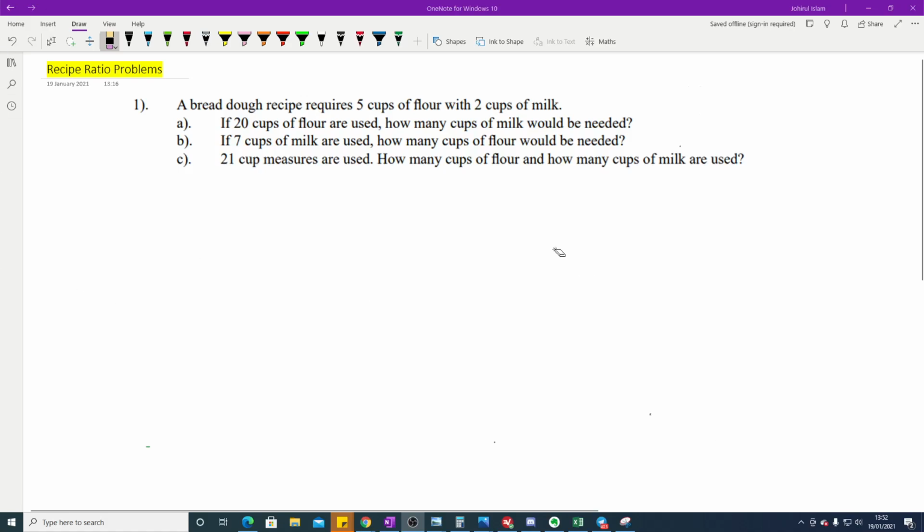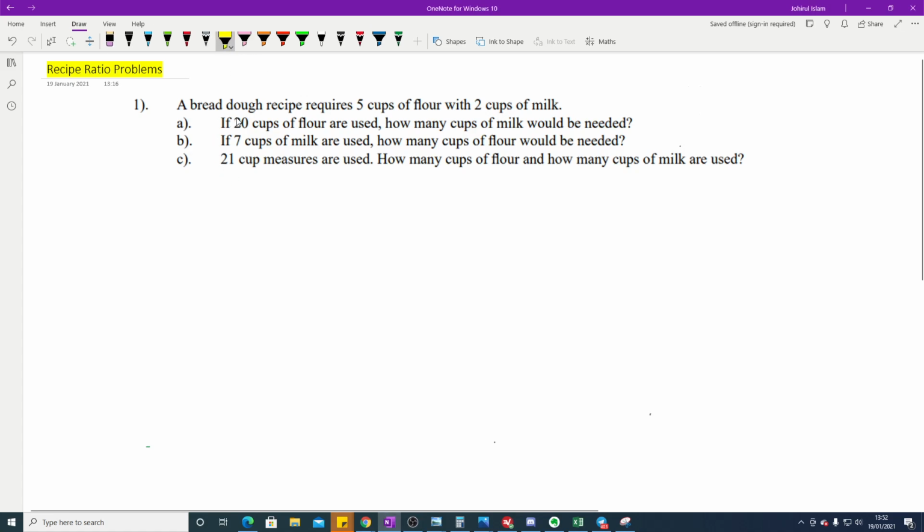Hello, in this video I'm going to show you how to work out these recipe ratio problems. Now they're very straightforward. You just need to make sure that you're working through these questions in a step-by-step manner and you're extracting as much information from the question as possible. So let's work through this.